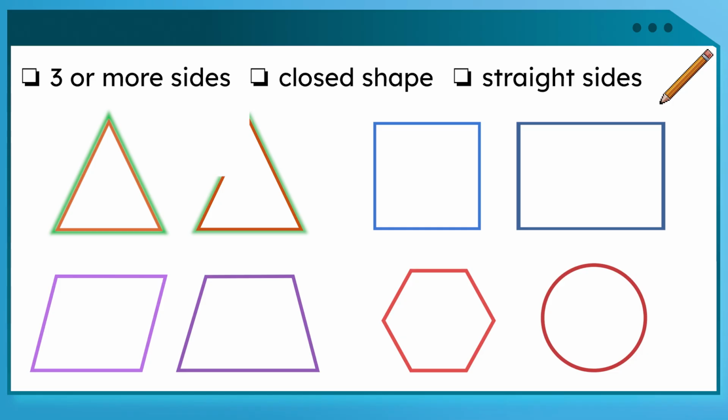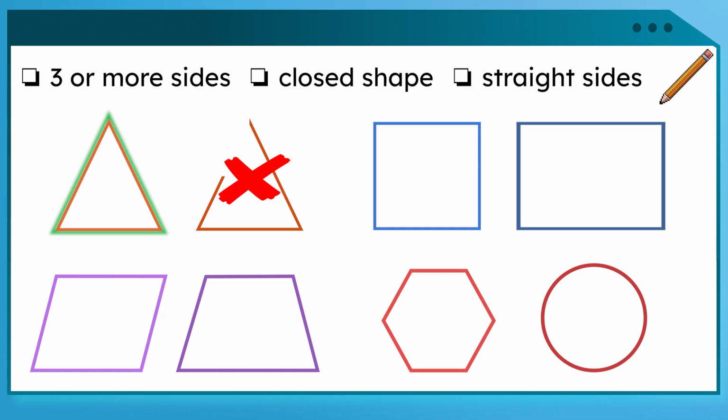Since they both have 3 or more straight sides, they both could be polygons, but what about the other rules for polygons? Are both of these shapes closed? No. Actually, this one is an open shape. Since it's open, it's not a polygon. We still have one shape left with 3 sides.